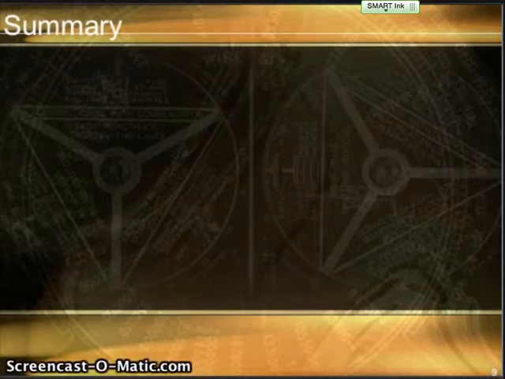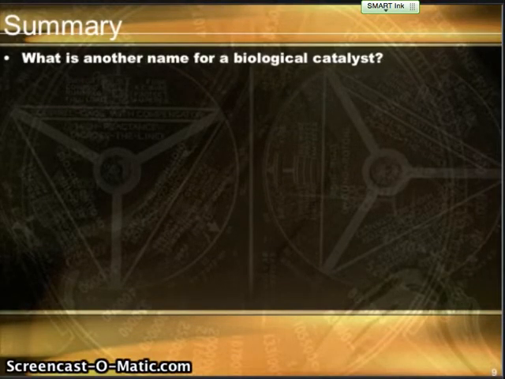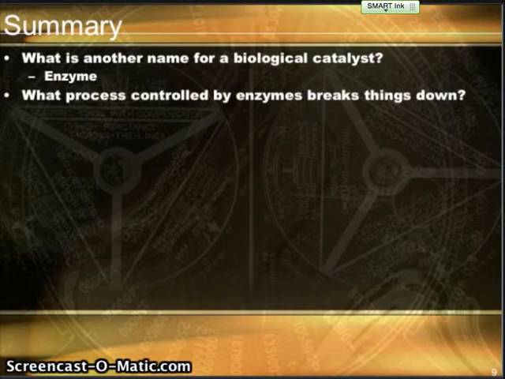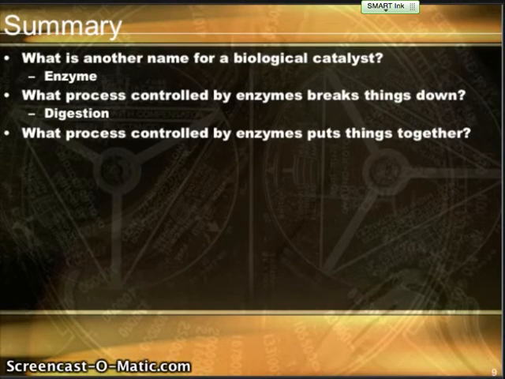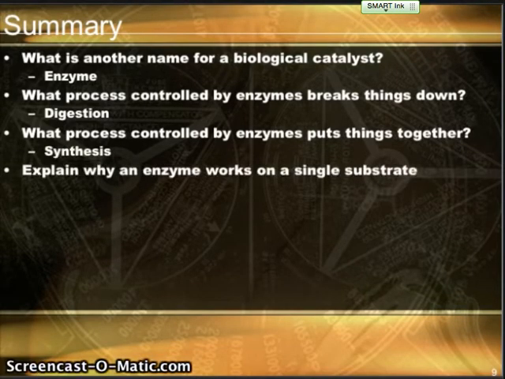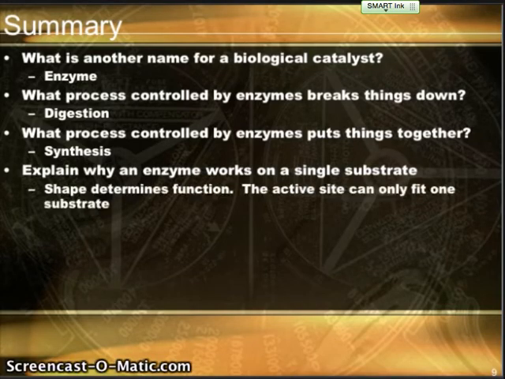So in summary, what's another name for a biological catalyst? An enzyme. Next question. What process controlled by enzymes breaks things down? Digestion. What process controlled by enzymes puts things together? Synthesis. Explain why an enzyme works on a single substrate. Shape determines function. The active site can only fit one substrate.